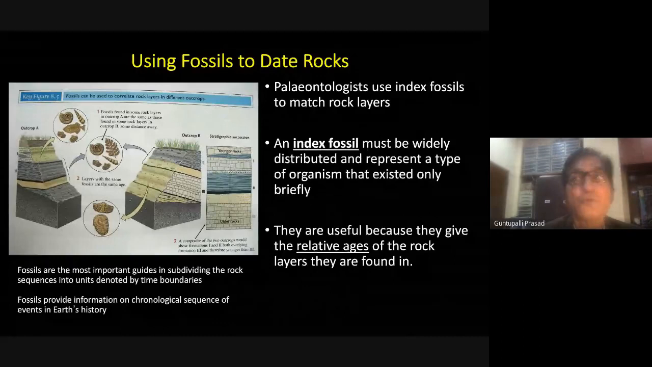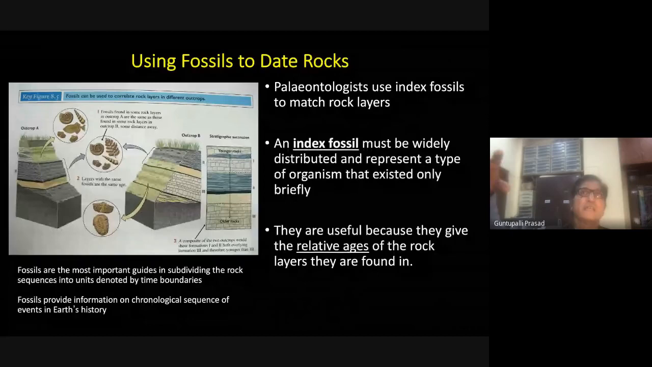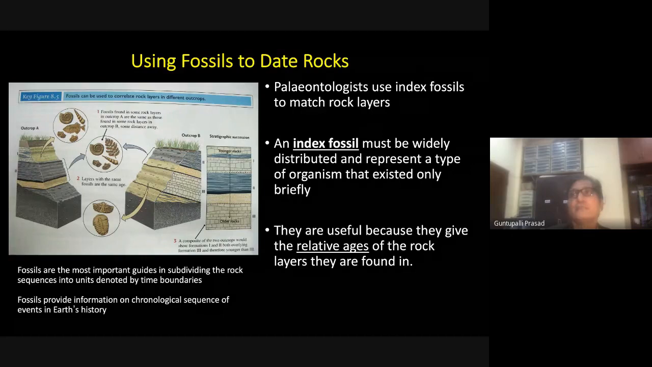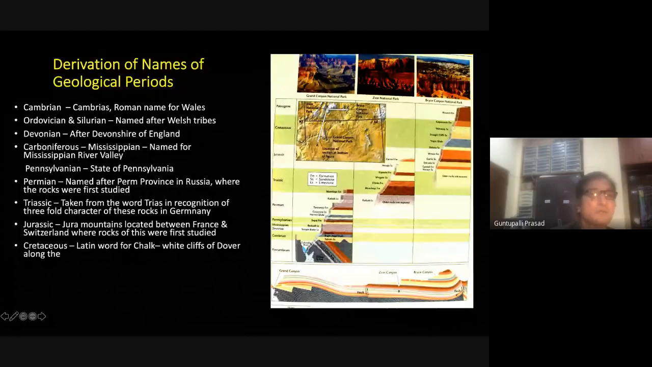We know in which period what kind of fossil assemblages occur. So if you have a new locality with fossil assemblages which are correlatable, say Cretaceous assemblages, then we will date it as Cretaceous in time. This is how most of the names, Cambrian, Ordovician, Silurian, Devonian, Carboniferous, Permian, Triassic, Jurassic, Cretaceous, are all given on this basis.